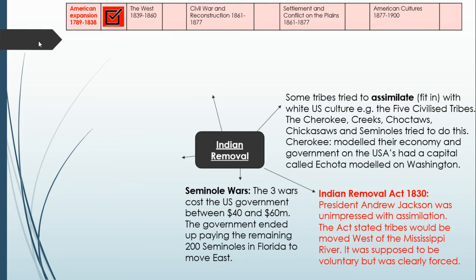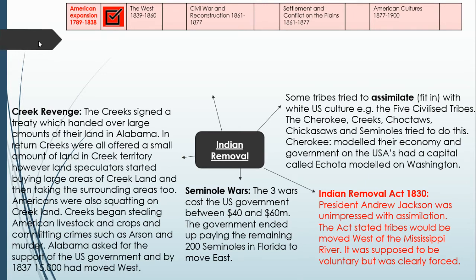So the Seminole Wars cost the government a lot of money. They are paid to move in the end. However, this proves to Andrew Jackson that he's not going to pay for tribes to move again. So it sets a precedent, it sets an example that he will perhaps have to be more forceful to move natives so that they will move west of the Mississippi River. And we have 2 more examples of this.